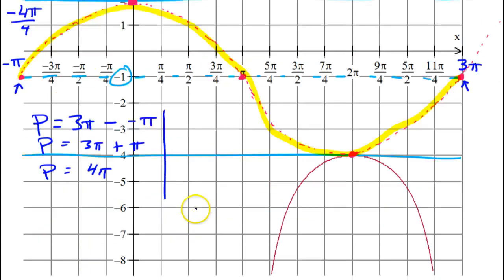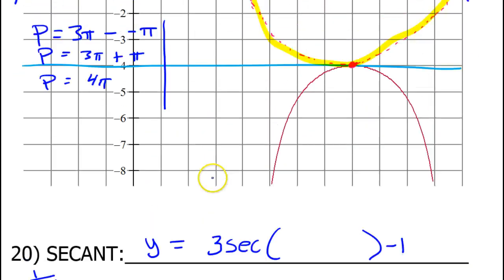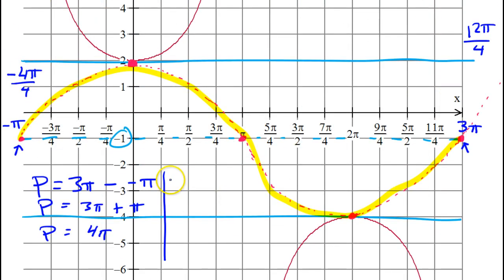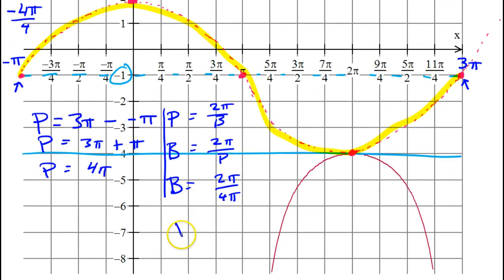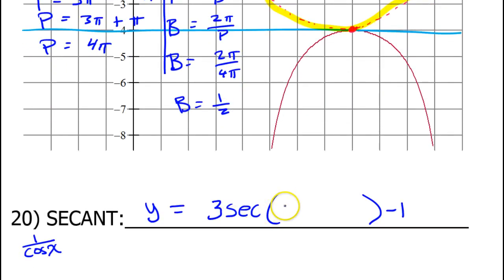Now the b value, because I'm building an equation, so I really need to know the b value. We know that the period is 2 pi over the b value. That means the b value is 2 pi over the period. So the b value is 2 pi over 4 pi. The pi's cancel out, and we get a b value of 1/2. So that tells me that we're going to have a b value of 1/2.